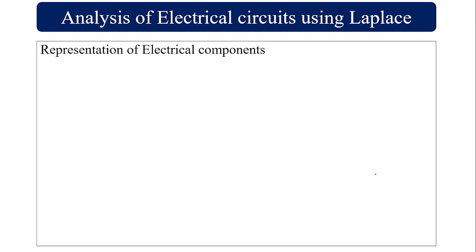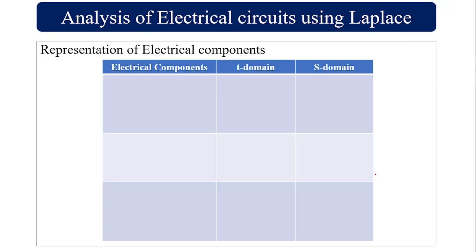Today we are going to see the analysis of electrical circuits using Laplace Transform. We are going to see the representation of electrical components, mainly resistor, inductor and capacitor, in the time domain and S domain. Here is your resistor, the current passing through it is i(t), and the voltage across it is v(t).